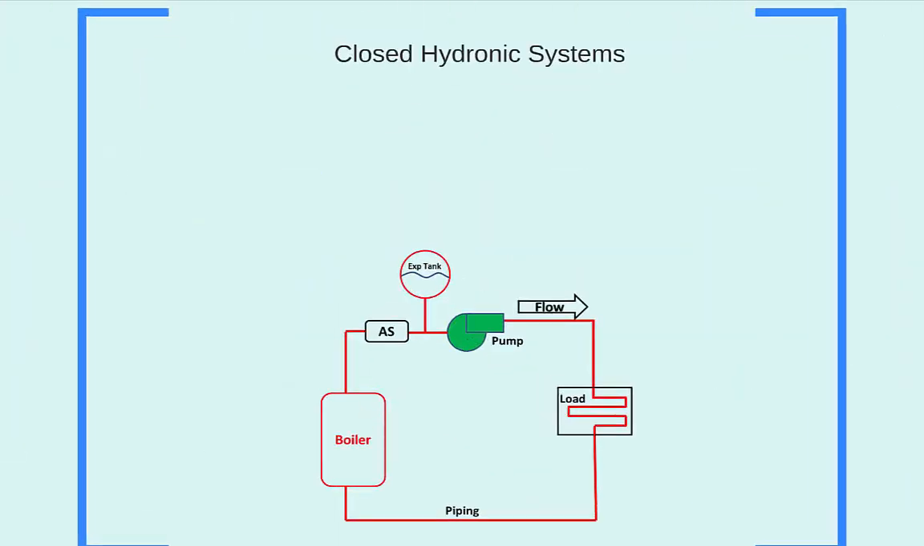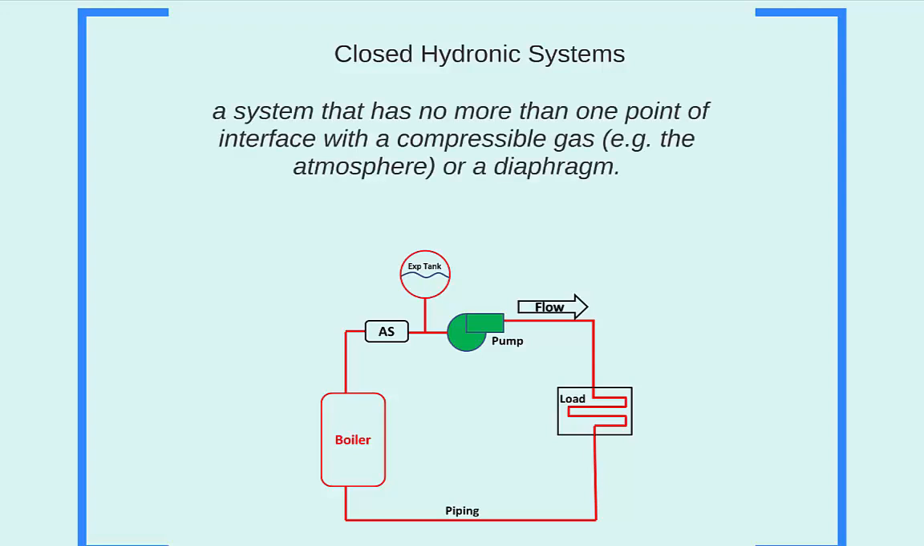Thus far, we have looked at simple hot water and chilled water hydronic systems. These systems are said to be closed systems. The definition of a closed hydronic system is a system that has no more than one point of interface with a compressible gas, for example, the atmosphere, or a diaphragm. Regardless of the style of expansion tank used, inside the tank there is always such an interface. Again, it is at the interface where we can set the reference pressure for the system.